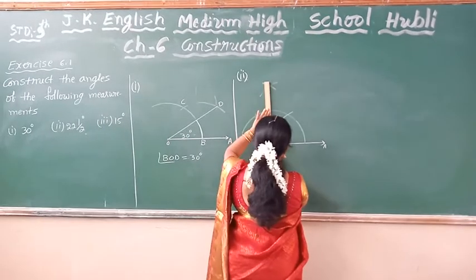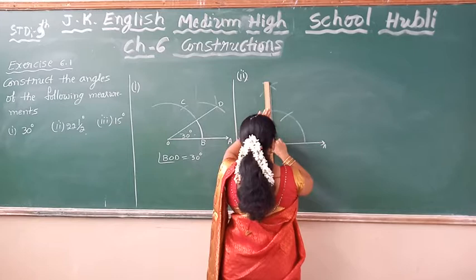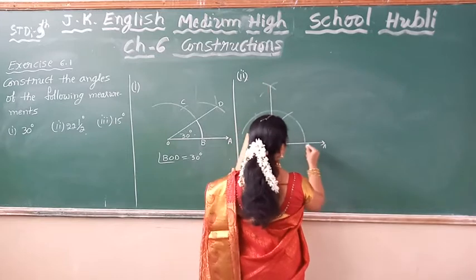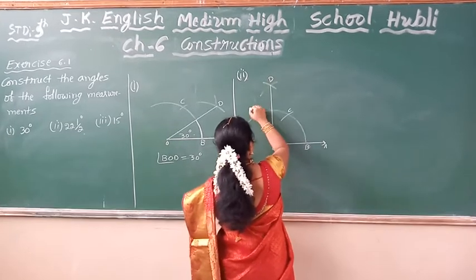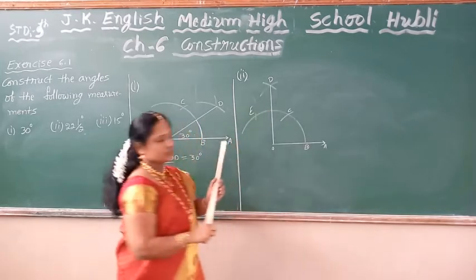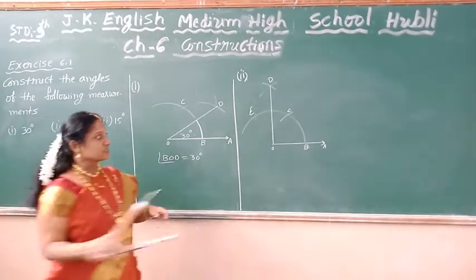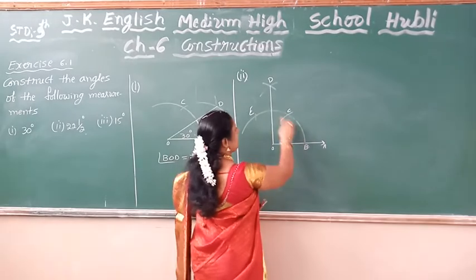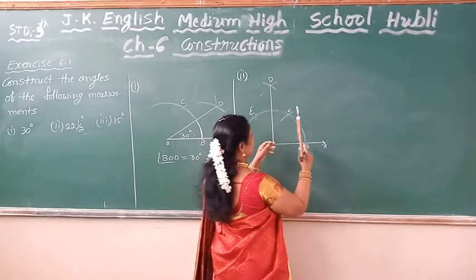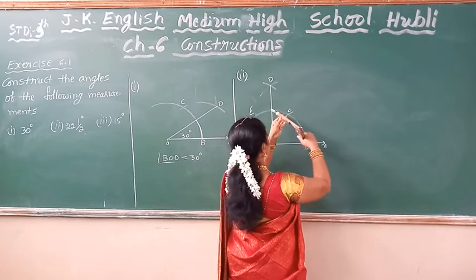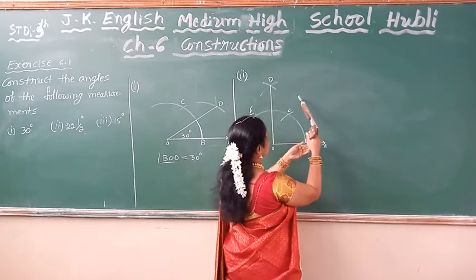So first we have to construct 90 degree. I join now. You can give any name here, B, C, D, E. Now I am going to bisect the 90 degree angle. This arc from here to here is 90 degree. I am going to take the same measurement now. You can also take more than half of this measurement, or the same arc measurement.